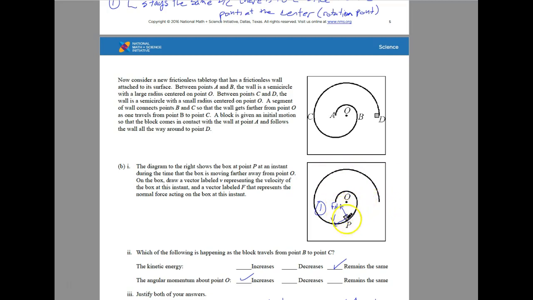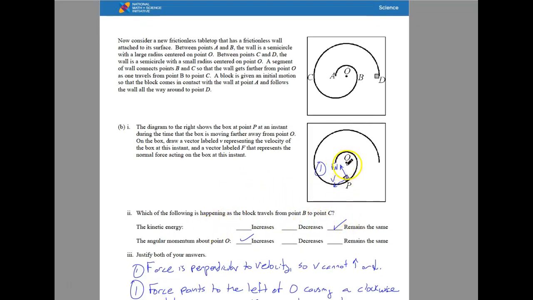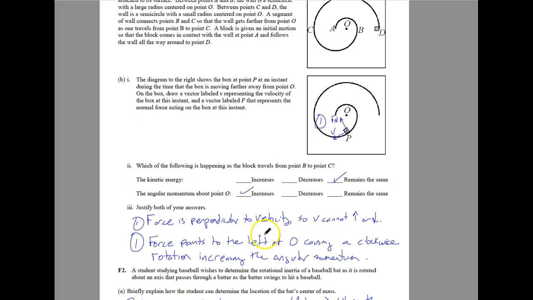So at this point, we'll see that the normal force is pointing perpendicular to the surface at any point, and our velocity is always at 90 degrees from that. So there's nothing pointing towards the center. Because there's nothing pointing towards the center, the kinetic energy for this one now will remain the same, but the angular momentum about point O will increase. So why is that? The force is perpendicular to velocity, so the velocity cannot get bigger or smaller. The force points to the left. That causes a clockwise rotation that increases the angular momentum.